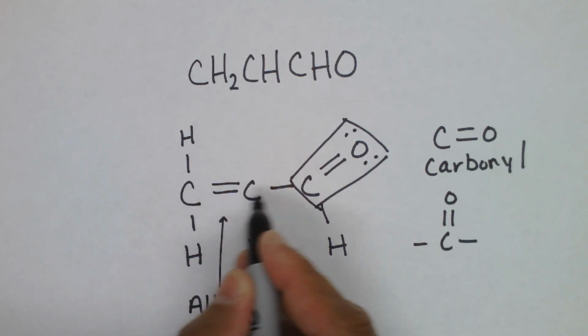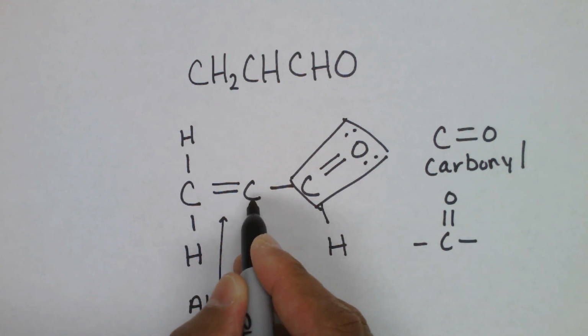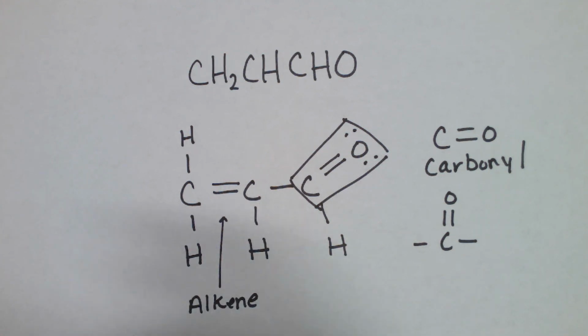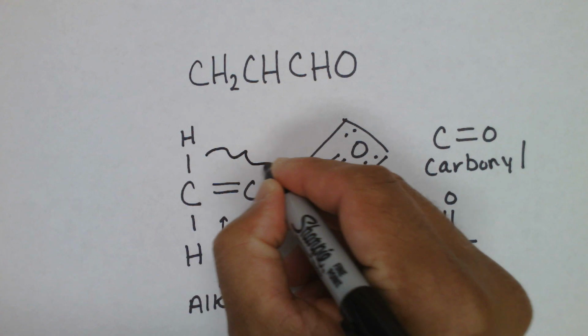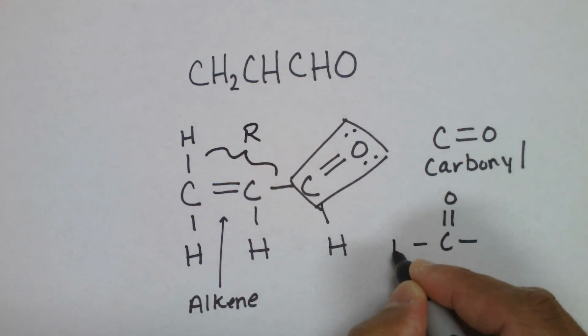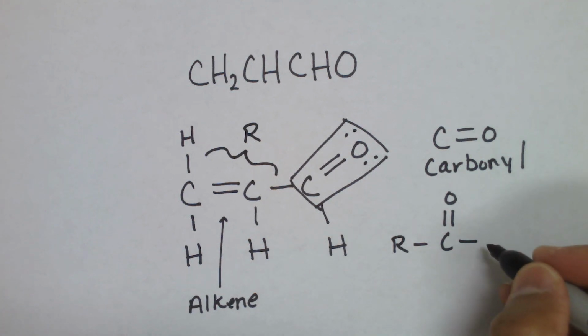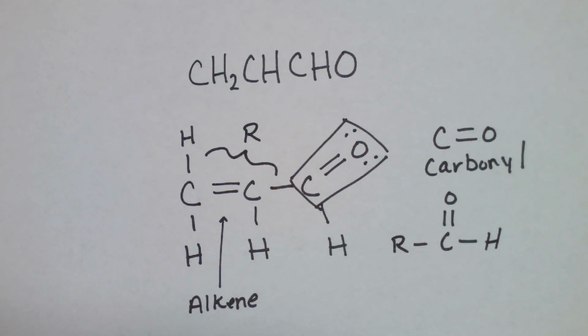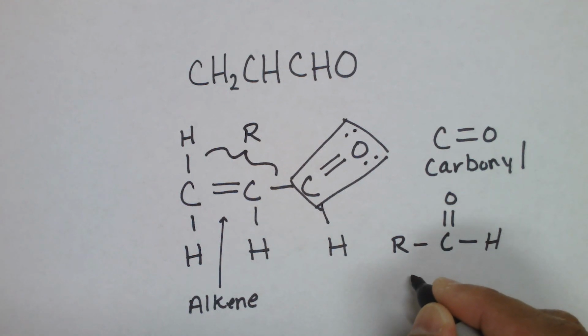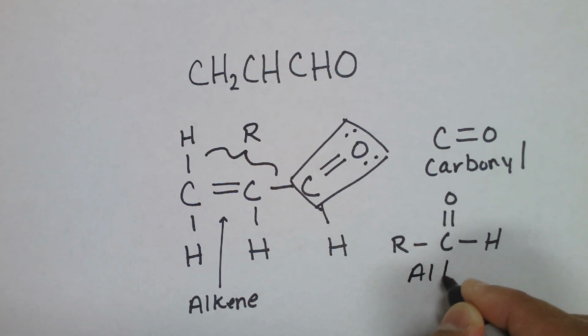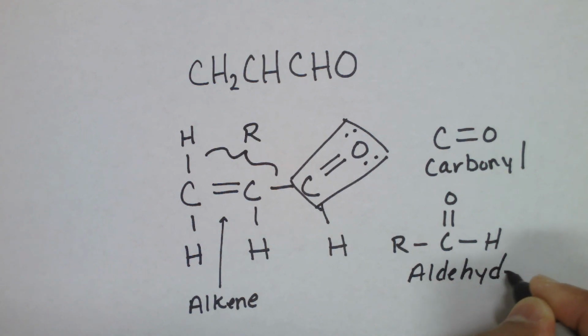On the left side, we have a carbon atom, and this could go on for some long carbon chain. In this case, it's a 2 carbon chain. The 2 carbons have the double bond. So this whole thing here is considered an R group. And on the other side, we have that hydrogen. So when you see this bonding pattern of these atoms, this is called an aldehyde functional group.